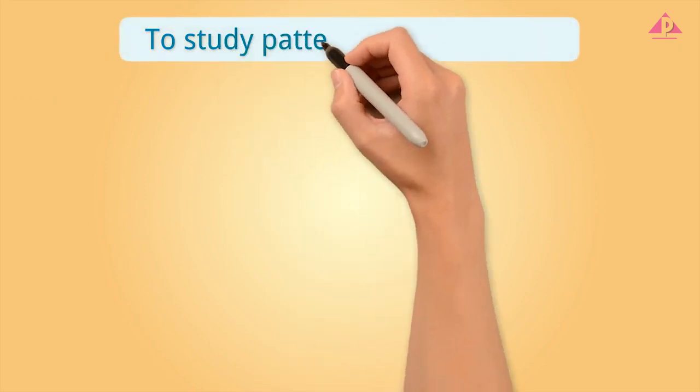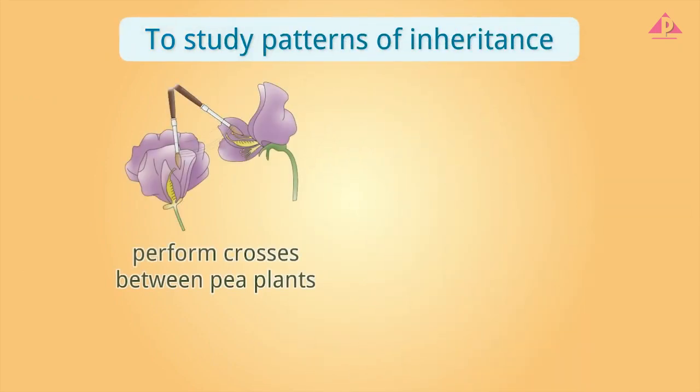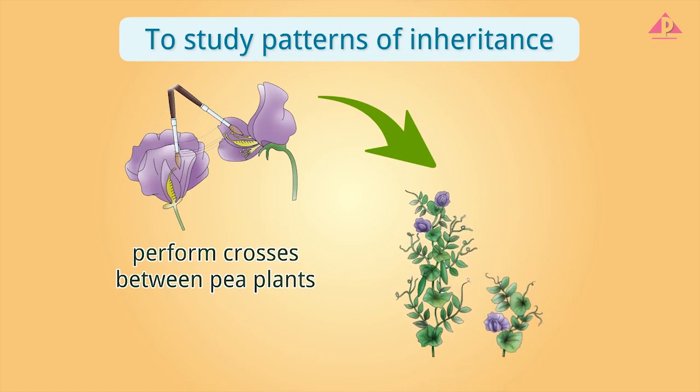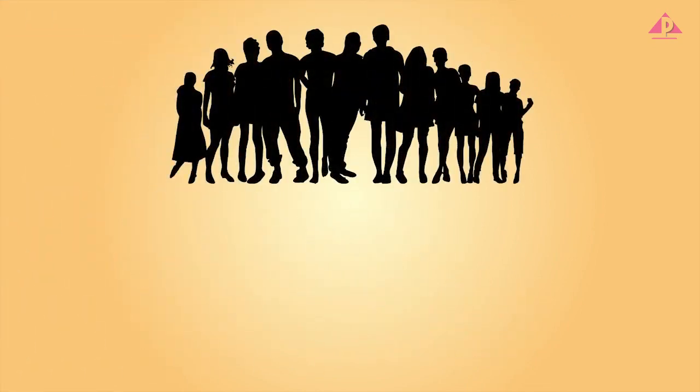To study the patterns of inheritance, scientists can perform crosses in some organisms such as pea plants. These experiments help determine how characteristics are passed from one generation to the next. However, this method is not ethically acceptable for studying inheritance in humans.